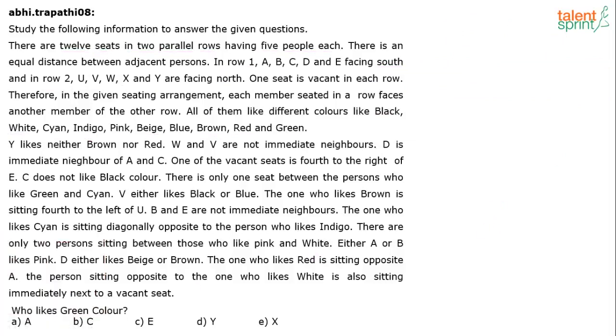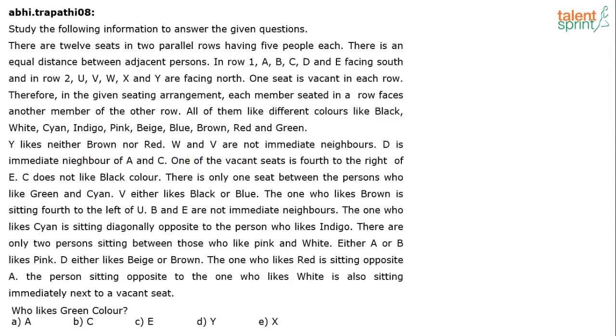Now, what we would do here is, see, it's important to find out the right starting point. I have already told you what's the limitation with linear arrangement. If I start with Y likes neither brown nor red, it's complex. If it does not like brown or red, there are 8 more possibilities. I can't be taking all those 8 possibilities. If W and V are not immediate neighbors, this is not the right starting point.